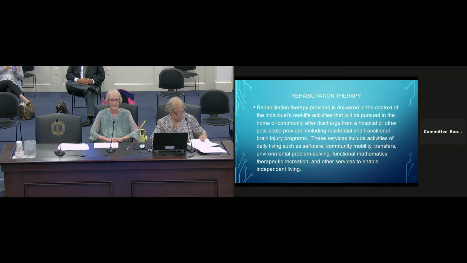Rehabilitation therapy is delivered in the context of real-life situations in a home and community-based service, whether that's discharge from the hospital or in post-acute settings, such as a residential or transitional program. These services include activities of daily living, including self-care, community mobility, transfers, problem solving, functional mathematics, therapeutic recreation, and other services to enable independent living. An example might be someone who is 4 years post-injury but still has post-traumatic amnesia. That individual doesn't remember who his therapists are on that given day, any day. He still doesn't remember what he had for breakfast, so you have to help him remember.